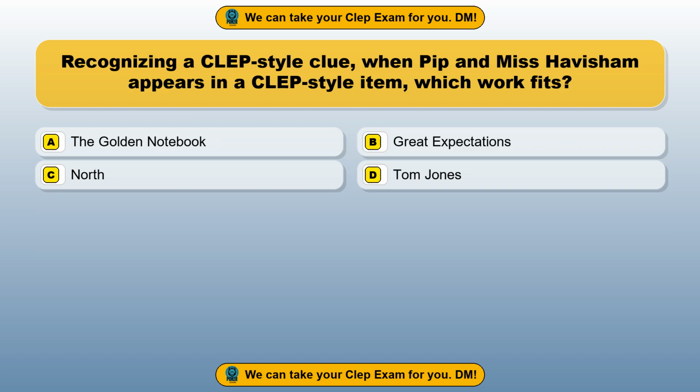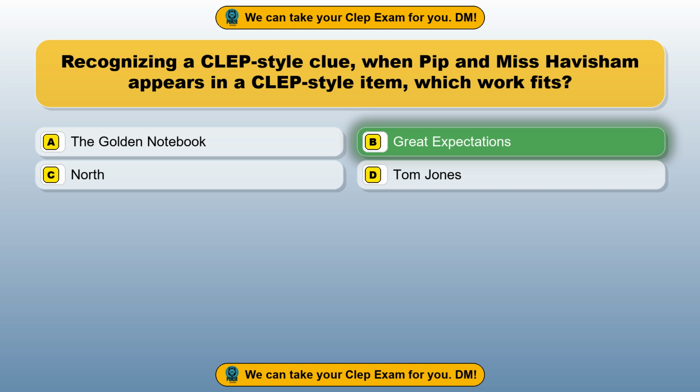Question 70. Recognizing a CLEP-style clue when Pip and Miss Havisham appear in a CLEP-style item, which work fits? Option A, The Golden Notebook. Option B, Great Expectations. Option C, North. Option D, Tom Jones. The correct answer is option B.